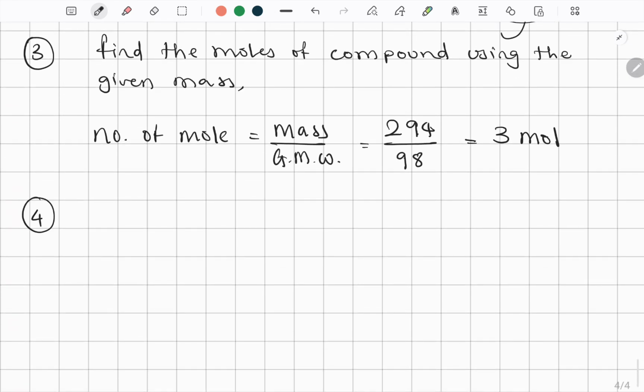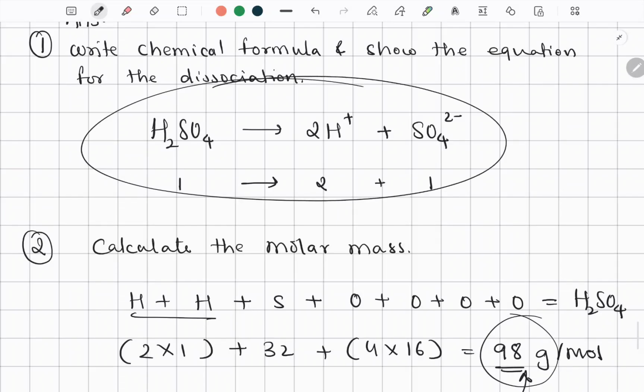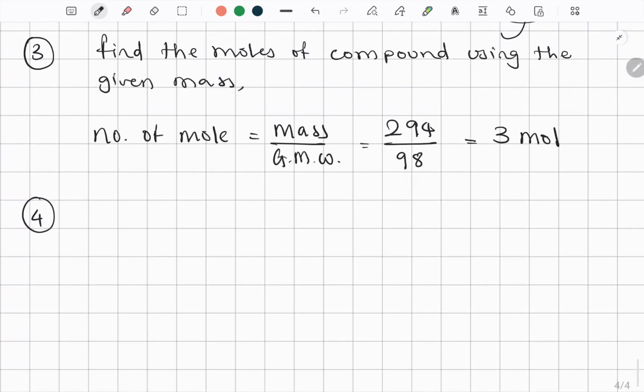Now let's move toward the final and fourth step, which is to find the moles of ions, atoms, or anything produced from the dissociation equation. Now we know this equation, and it is going to come back again in the last step. So we are going to equate the first step and the fourth step, and we'll get our final answer.